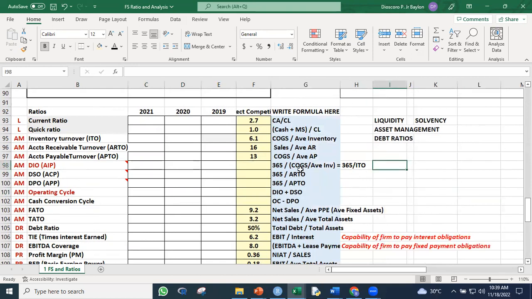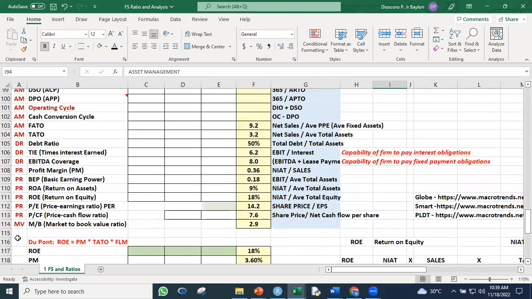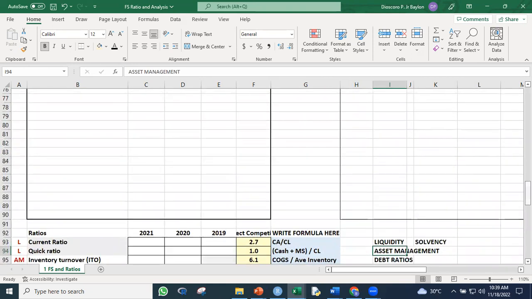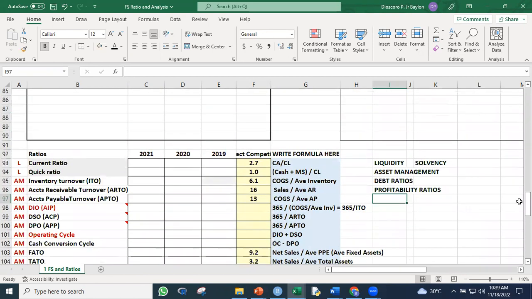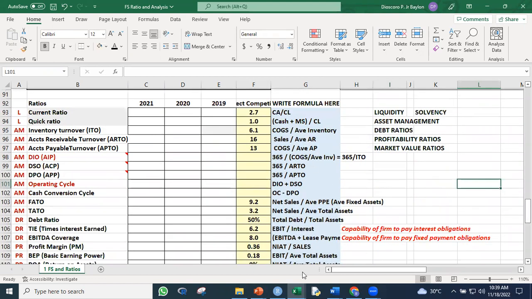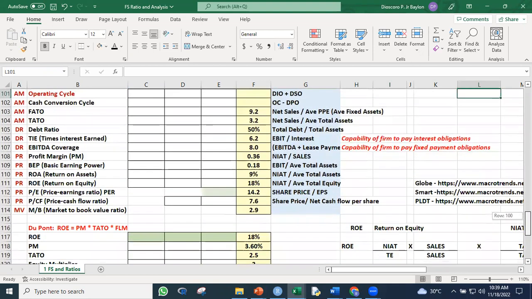We have 5 different types of ratios here. L stands for liquidity ratios. AM stands for asset management. DR stands for debt ratio. PR stands for profitability ratios. And the market value ratios. I already placed the formulas here so that we save on time.